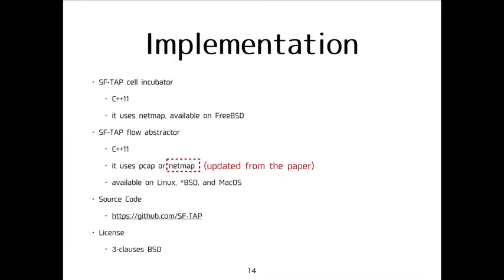Then we show the implementation. This SF-TAP cell incubator is implemented in C++11, and it uses netmap and is available on FreeBSD. And the SF-TAP flow abstractor is also implemented in C++11. It uses pcap for netmap. In our paper, it uses only pcap, but we updated the flow abstractor to use netmap last week, and it is available on Linux, BSD, and Mac OS X. Source code is available on GitHub, and it is distributed under the 3-clause BSD license.